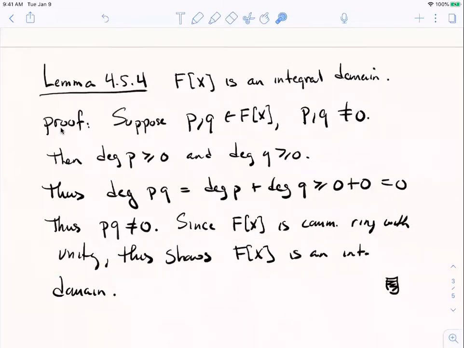Okay, well, the recipe for that is suppose I have a couple of polynomials, neither one of which is 0, and I want to show you their product can't be 0. Well, if they're not 0, then they both have degrees that are at least 0, because the only polynomial that has no degree is the 0 polynomial. And what we just proved is the degree of their product is the sum of their degrees, which is at least 0 plus 0, which is 0. So this product has a degree. So p times q cannot be the 0 polynomial if its degree is greater than or equal to 0. So p and q aren't zero divisors.